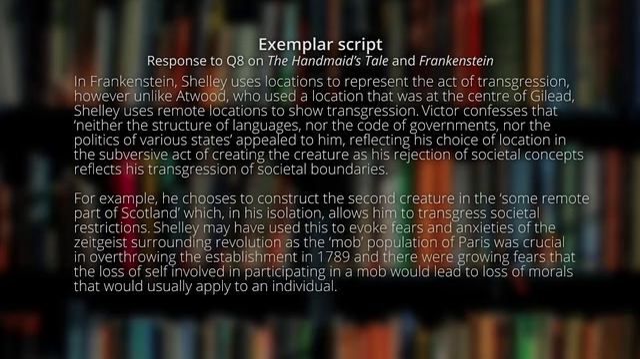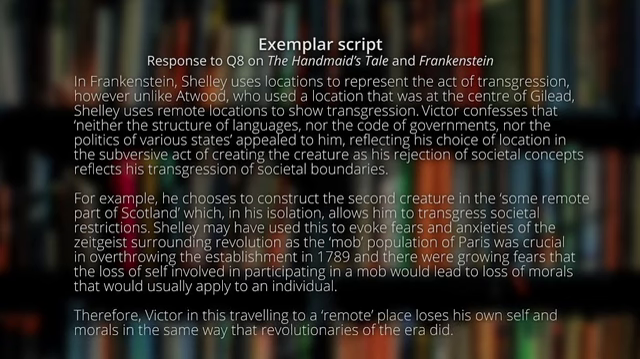Shelley may have used this to evoke fears and anxieties of the zeitgeist surrounding revolution, as the mob population of Paris was crucial in overthrowing the establishment in 1789, and there were growing fears that the loss of self involved in participating in a mob would lead to the loss of morals that would usually apply to an individual. Therefore, Victor, in his travelling to a remote place, loses his own self and morals in the same way that revolutionaries of the era did.